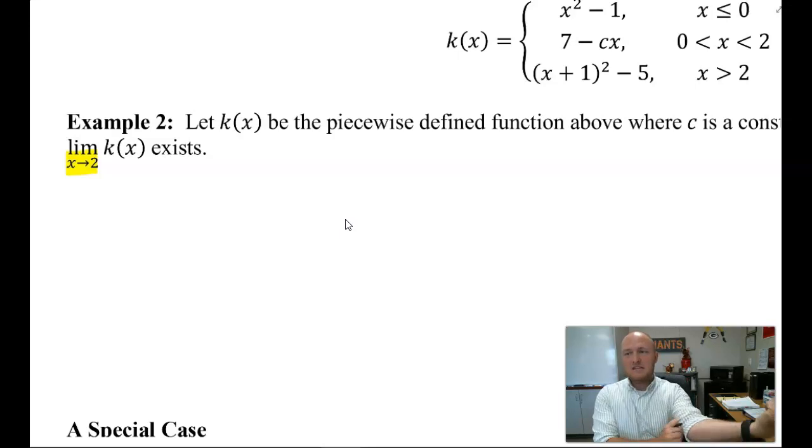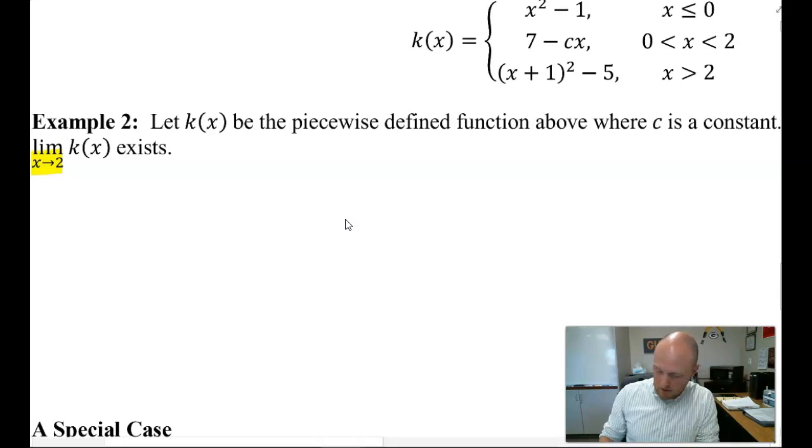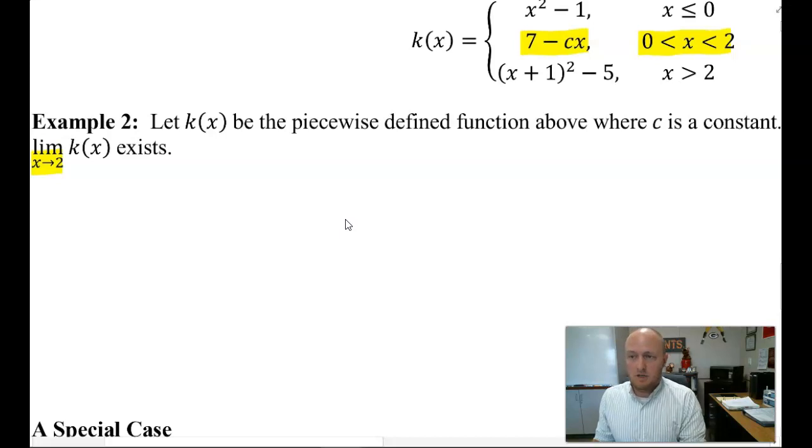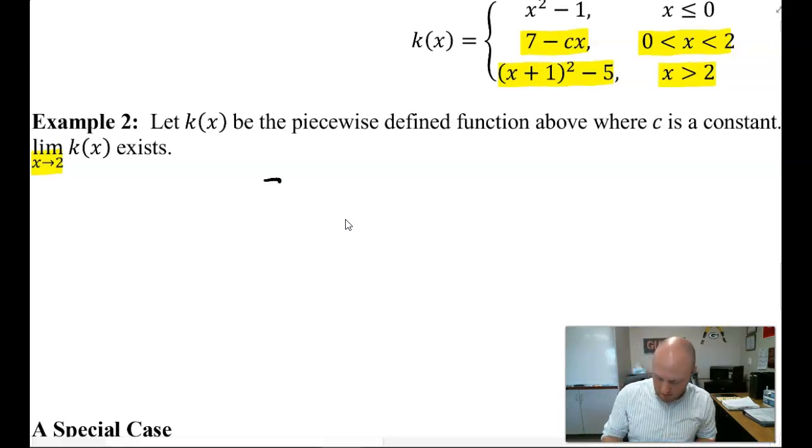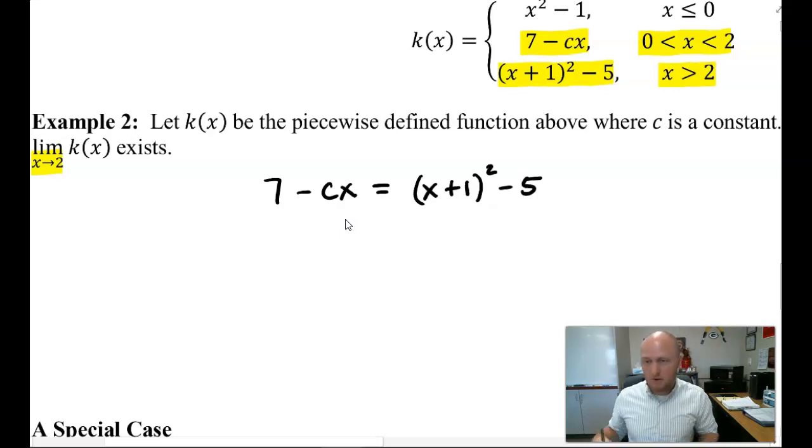Well then that means the limit from the left of 2 and the limit from the right of 2 have to be equal. If I'm using the limit from the left of 2, this function is defined from 0 to 2 with this function. And then the limit from the right of 2, where x is greater than 2, is this function. If that's true, then they both have to be equal. So if the limit exists, 7 minus cx is equal to (x plus 1) squared minus 5. And we need to solve this.